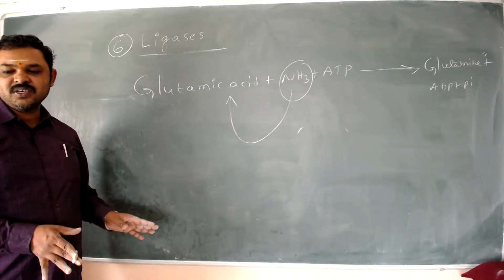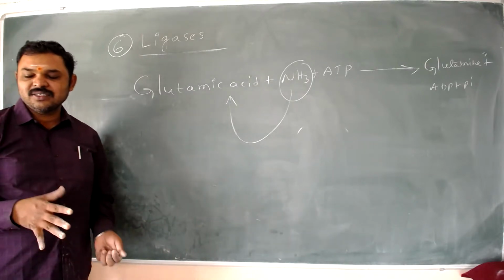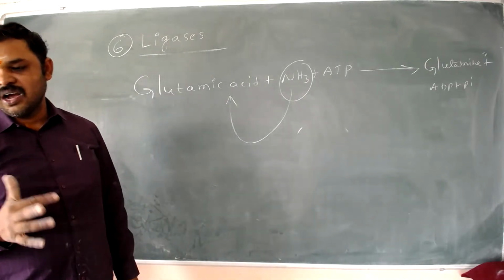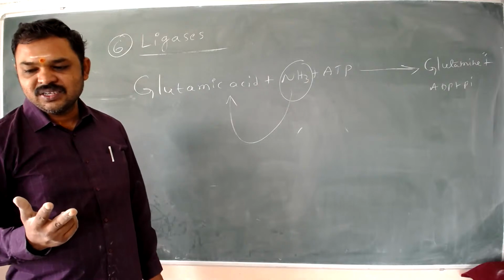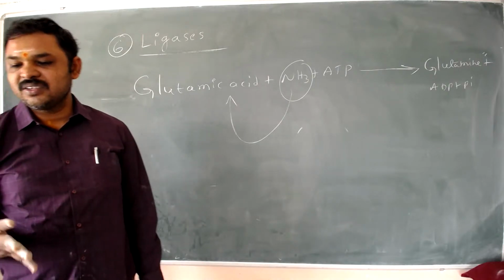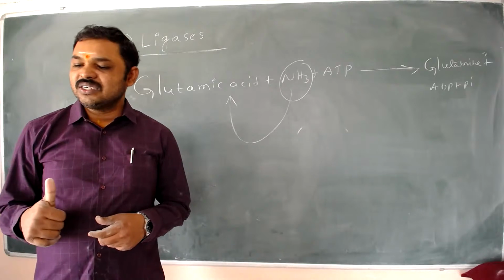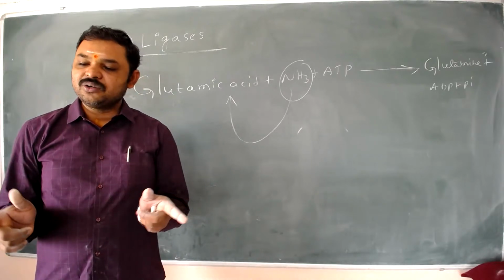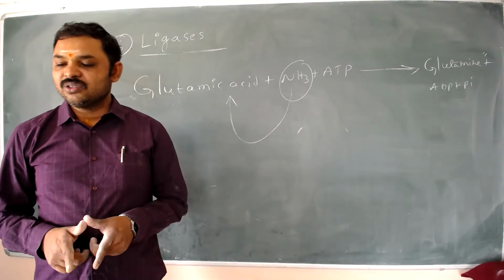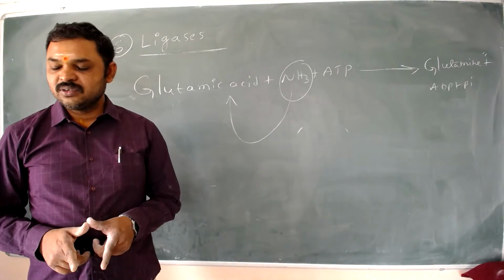This is what is here. There are different classes of enzymes: hydrolases, oxidoreductases, transferases, lyases, isomerases, ligases. Six classes of enzymes are there. Hydrolases are again divided into subclasses here.